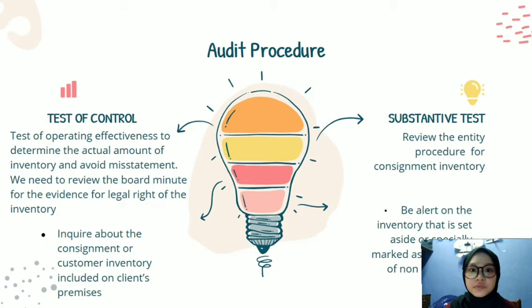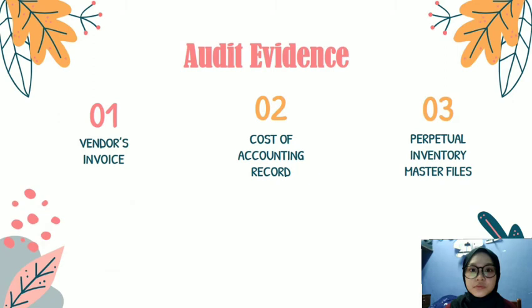We need to inquire about consignment or customer inventory included on the client premises. We need to be alert to inventory that is set aside or specially marked as an indication of non-ownership. For the substantive test of rights and obligations, we will review the entity procedure for consignments of the inventory. The audit evidence for the assertion is vendor invoice, cost of accounting record, and perpetual inventory master file.